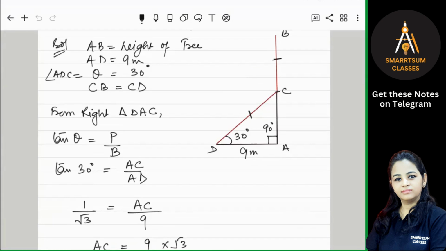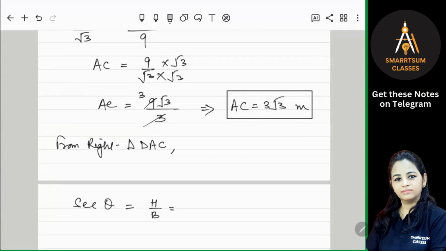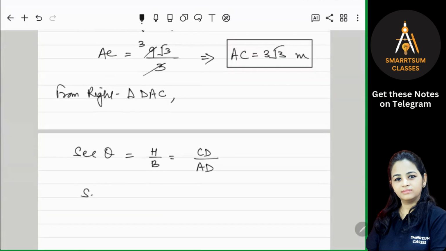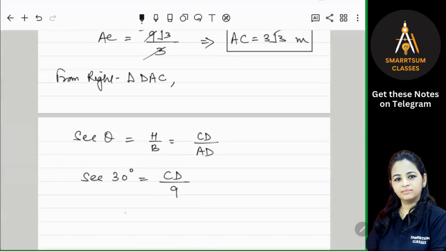So your hypotenuse is CD, and base is AD. So now write down CD upon AD. Now theta is 30 degrees, so sec 30 degrees is equal to CD upon AD. Now what is CD? This we have to find. And AD is again 9. Now what is the value of sec 30 degrees? Sec 30 degrees is 2 by root 3.